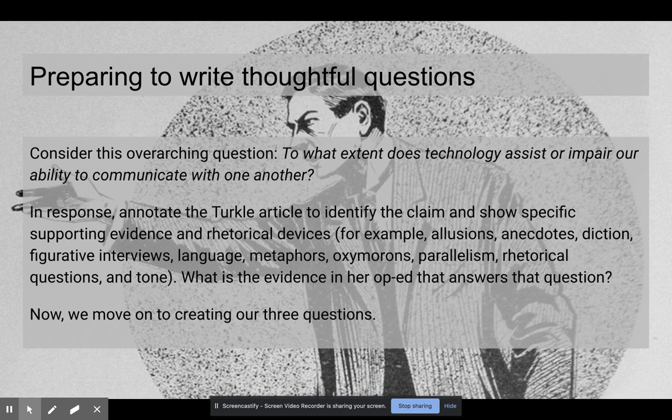We want our questions that we create for discussion to be related to this: To what extent does technology assist or impair our ability to communicate with one another? So, what is the evidence in her op-ed that answers this overarching question is what we want to look for. And we'll do this in class as well.